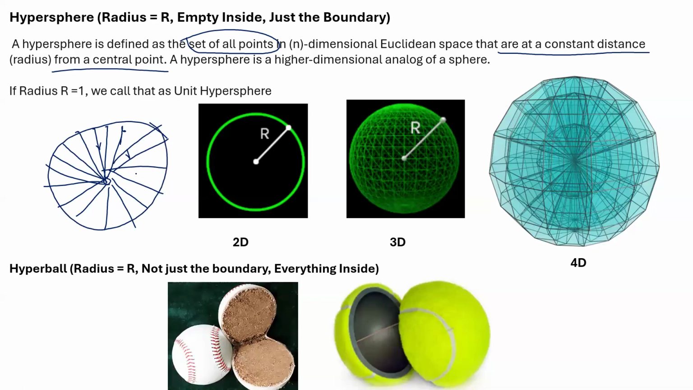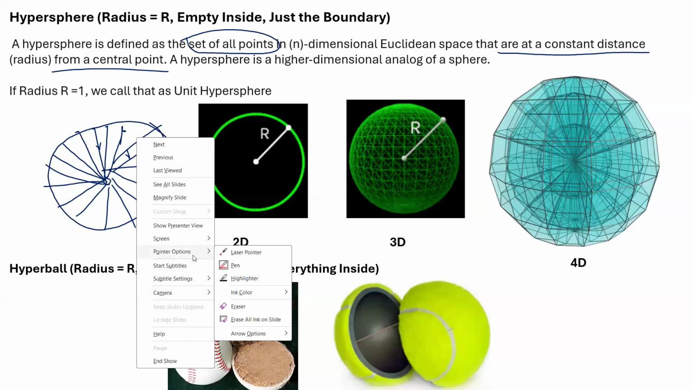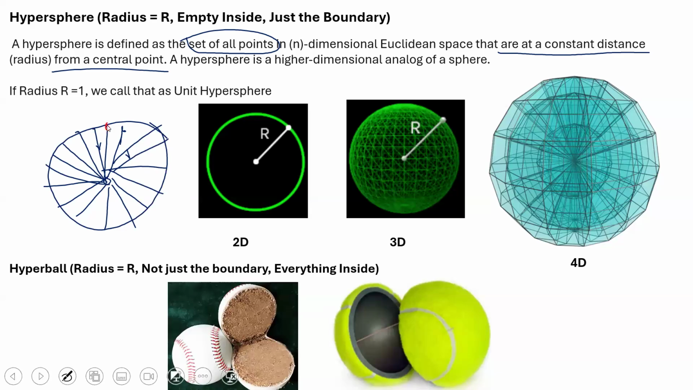So we are just talking about points only at equal distance from the center, not all the points. Point here, point here, point here. We are not talking about points which are there. So these points will not form a hypersphere or sphere at all, and are not part of the sphere. Only the points which are at equal distance from the center will form a hypersphere.